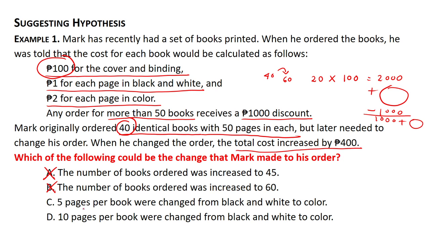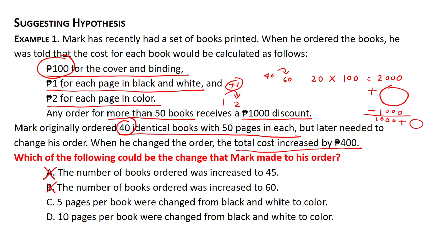For option C, 5 pages from each book were changed from black and white to color. Well, let us see what the change will be if this is true. If a black and white page was changed to a colored page, the price will go from 1 to 2. So that means the increase is only plus 1.